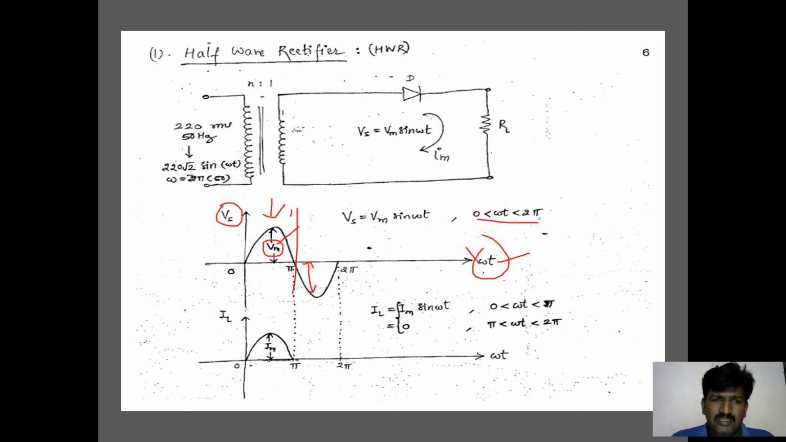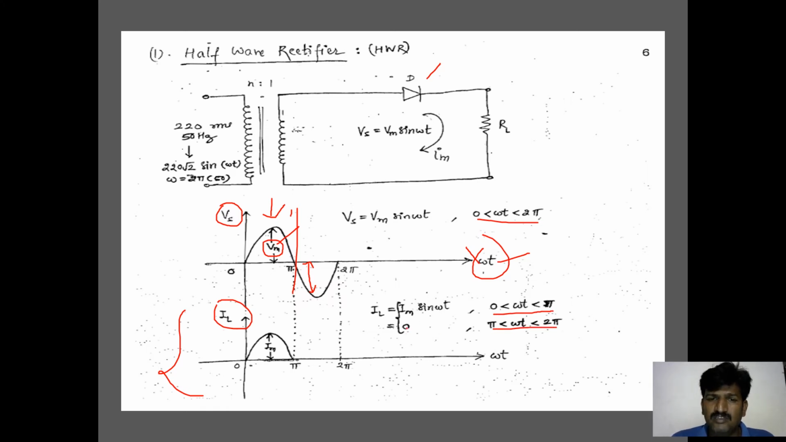Here, let me consider the equation corresponding to the current passing through the load resistor, denoted IL. This IL exists when the diode is forward biased. The diode becomes forward biased when the positive half of the cycle is applied to the input of this circuitry. Then IL is equal to Im sin omega t in the duration of 0 to pi. But what about pi to 2 pi?